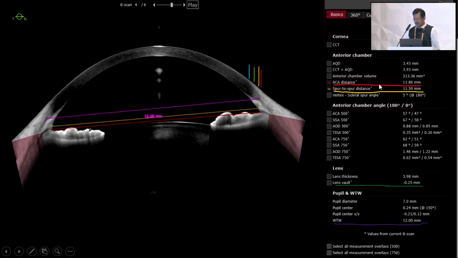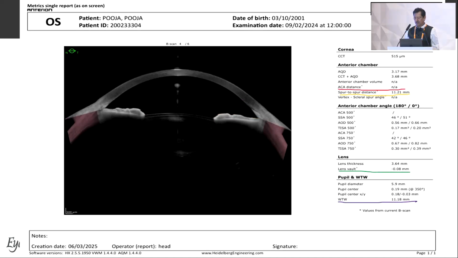Look at angle to angle, 11.86. Now, angle will always be a little more than the spur because the eye is going in like this. By default, it has to be a little more, approximately 0.2 more. If you understand these dynamics, the white to white is where the rays of light coming out of the eye are totally blocked. That is the white to white. White to white, angle to angle, spur to spur. If you have these fundamentals right, look at this option.